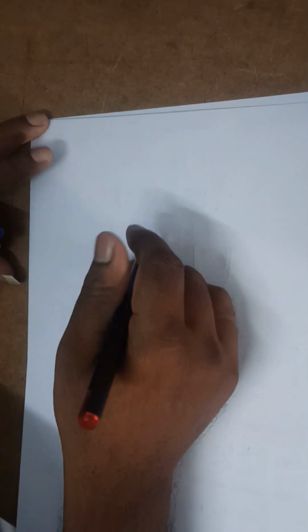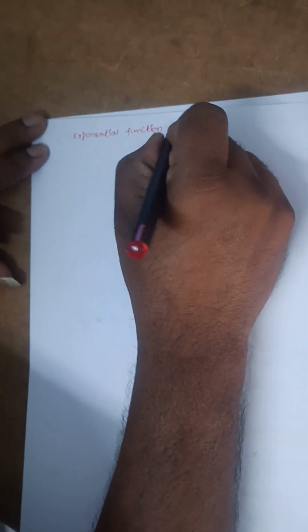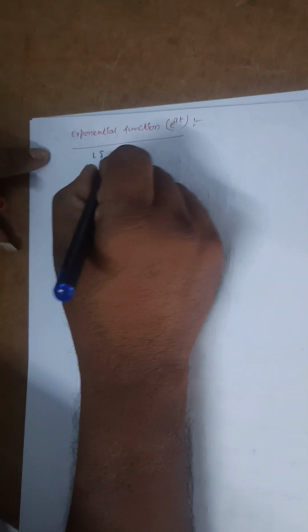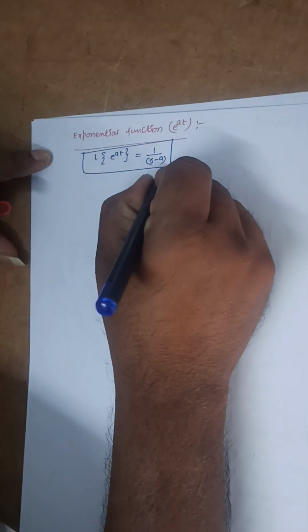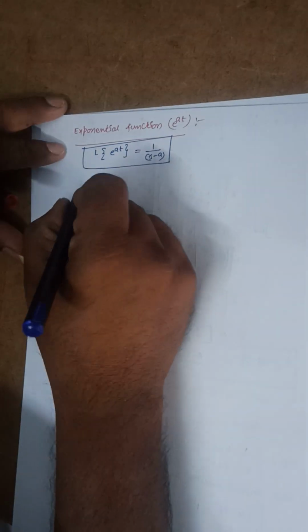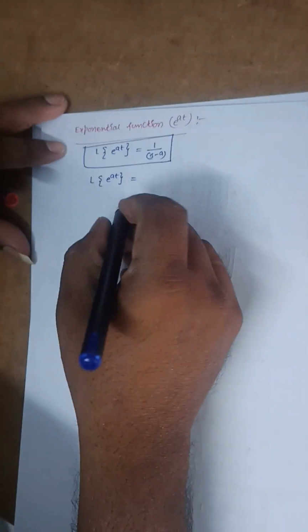Next one is the exponential function, that is e power at. The Laplace transform for the exponential function e power at is 1 by s minus a. I am going to derive this expression here, so just use this formula to prove it.